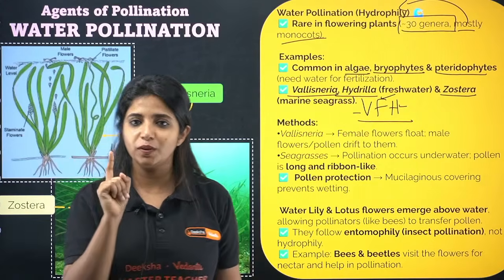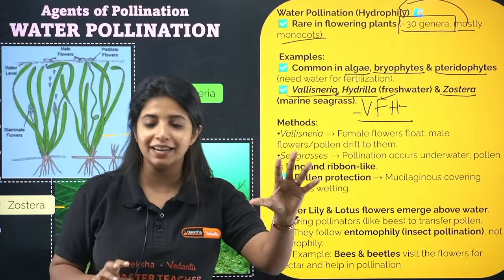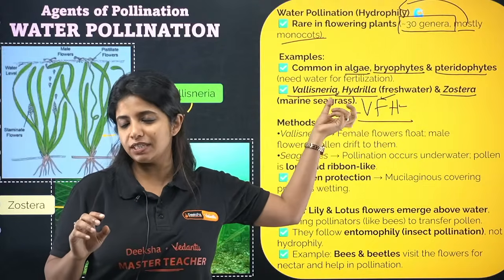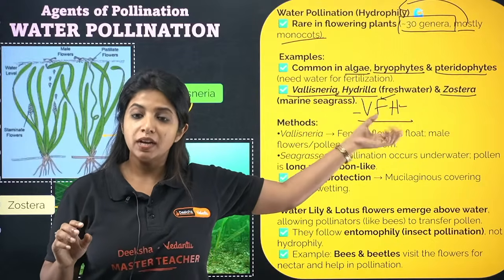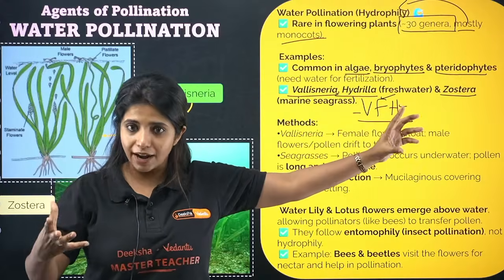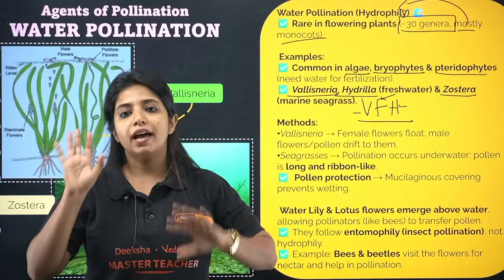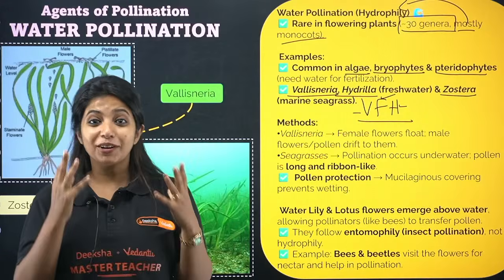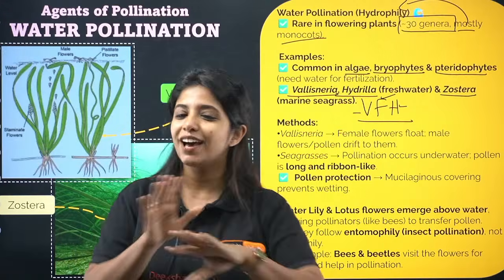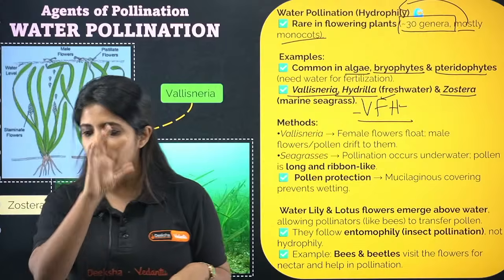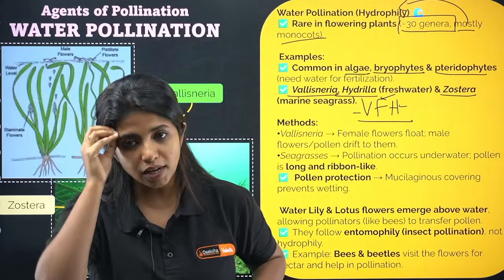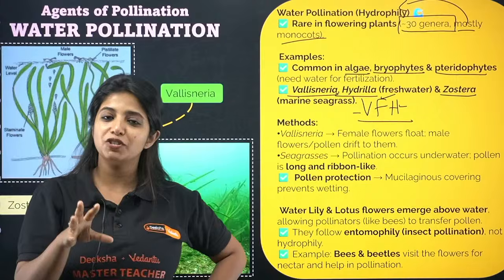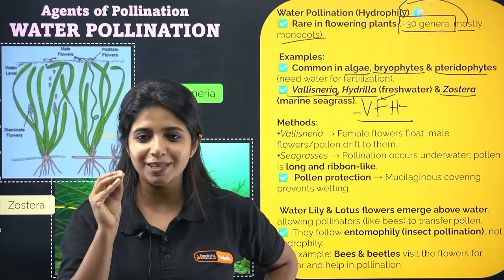I'll repeat it. Listen to me very carefully. You have Vallisneria and you have Hydrilla. VFH, okay, these basically Vallisneria and Hydrilla, they are freshwater. Now Zostera, or basically sea grass, it is a marine water plant, and you need to remember they also undergo water pollination. Ma'am, what about water lily, water lotus, water hyacinth, all of them which have water in their name? Please understand, they do not undergo water pollination. They usually rely on wind pollination or other types of pollination, but not water pollination, please remember that.